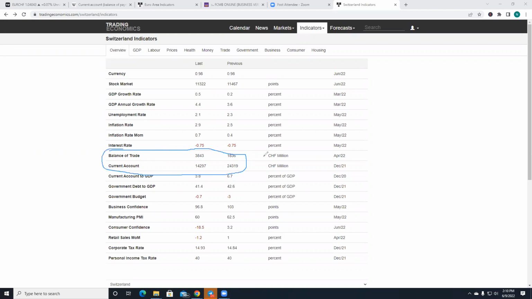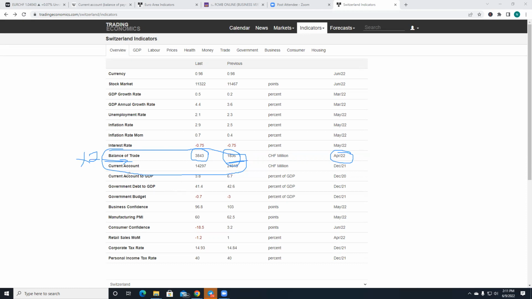Balance of trade. Can you see? From 1,836, guys, to what? 3,843. Can you see? Balance of trade. In Switzerland, it's almost times 2 in this period. This April 2022, guys, it increased from the previous value of 1,836 to what? 3,843. Can you see? So they are doing well. They are doing better.